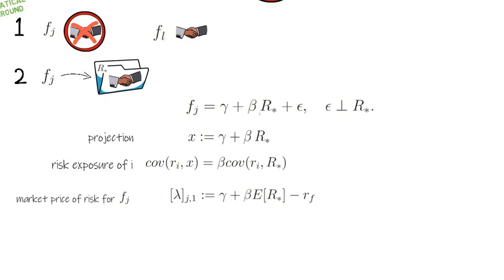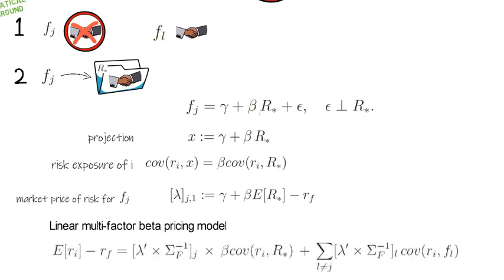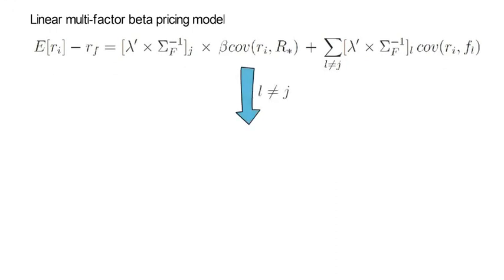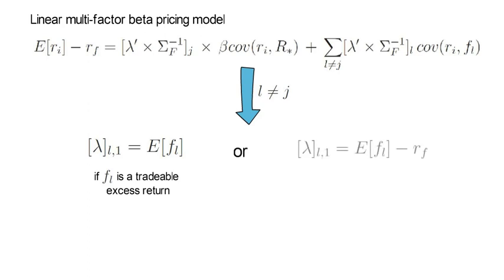The resulting linear multi-factor beta pricing model equals the following expression, where for all L not equal to J, lambda L, so that's the market price for FL, coincides with the expectation of FL if FL is a tradable excess return, or lambda L equals the expectation of FL minus RF if FL is a tradable return.